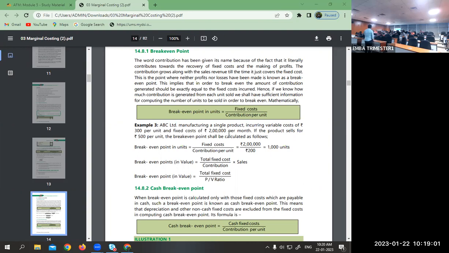So whether you take contribution per unit or contribution in total as the numerator to calculate the PV ratio, both will give the same answer because it is represented as a percentage. PV ratio is the base for calculating break-even point in value by applying this formula: total fixed cost divided by PV ratio will give you the break-even point in value. Fixed cost divided by contribution per unit will give you the break-even point in number of units.